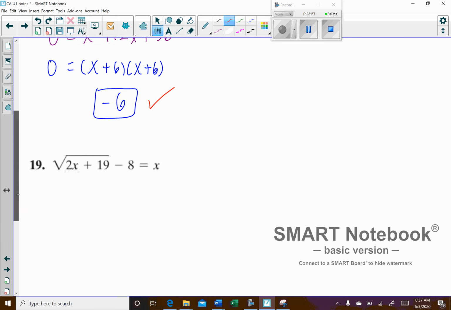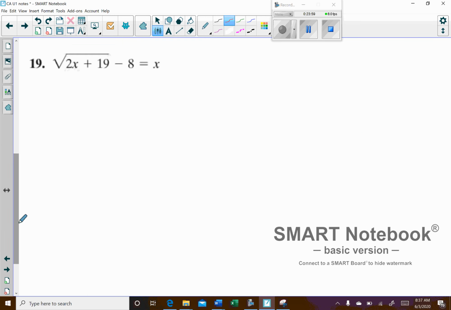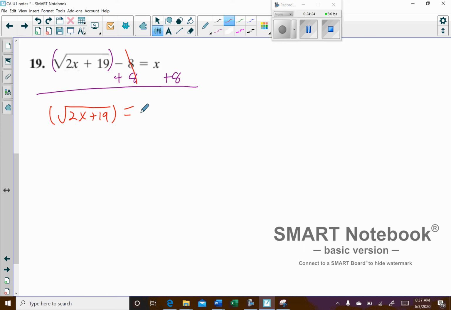All right, last one. The only difference on this, and I guess we haven't really dealt with this until now, is that the radical is not isolated. So the radical, that minus 8 is not part of it. So before I can square both sides, I actually need to go ahead and add 8 to both sides. So we'll go ahead and do that. So now I've isolated my radical. And now I'm ready to square both sides. So square the left, square the right.